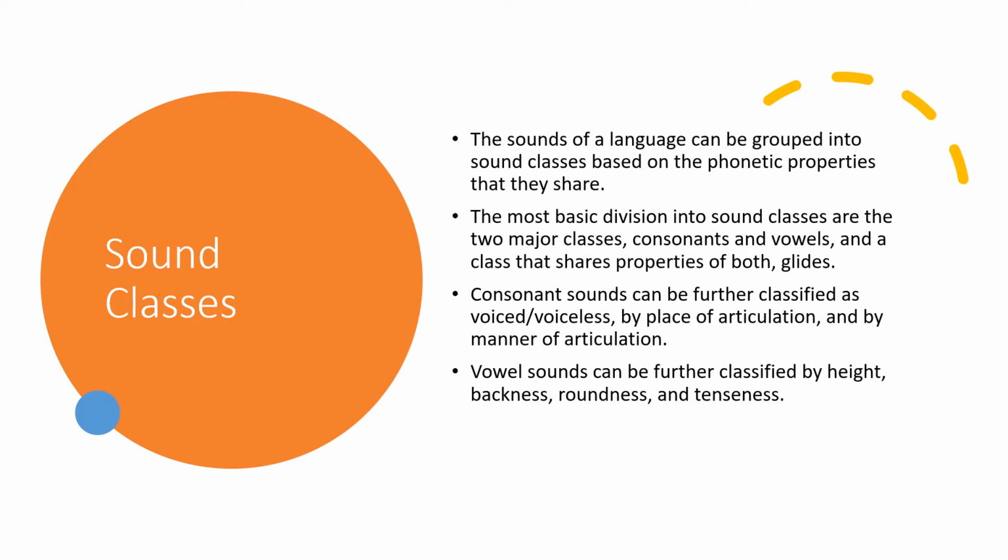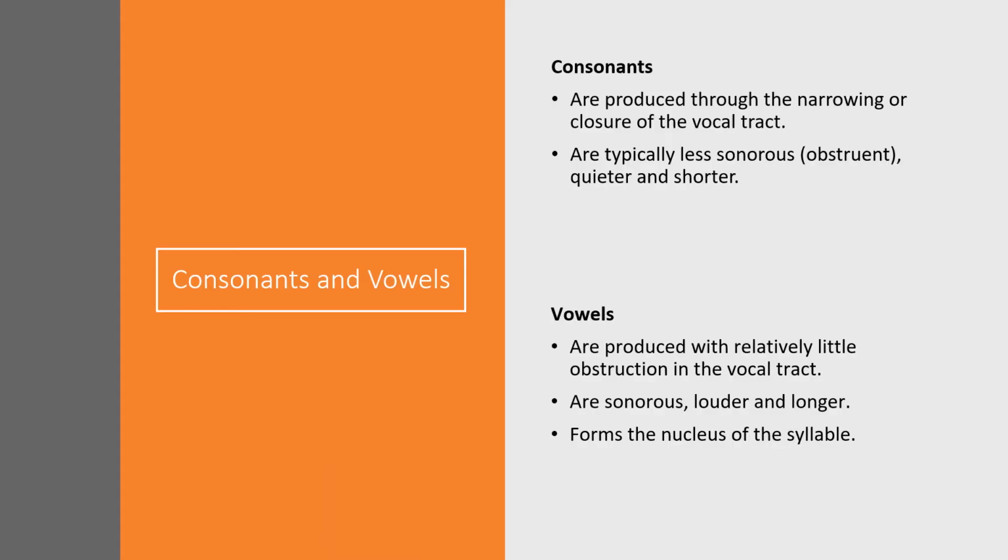So place of articulation, where that sound is actually made by your vocal tract, and manner is how that sound is made. Voiced and voiceless, we'll talk about in a minute. It is important to note that vowel sounds can be further classified differently from consonant sounds. They are classified by height, backness, roundness, and tenseness. And of course, we're going to look at all of these things.